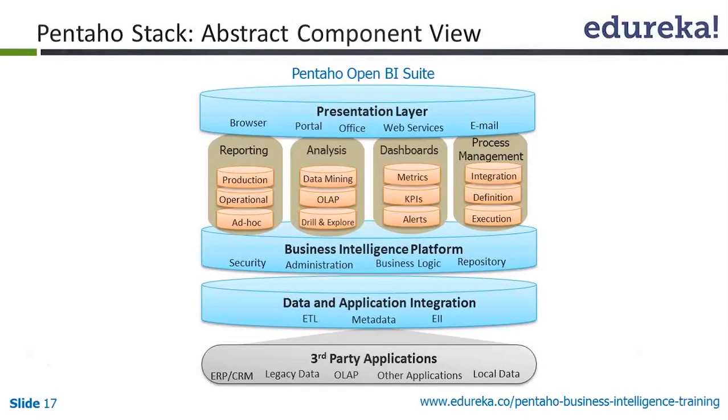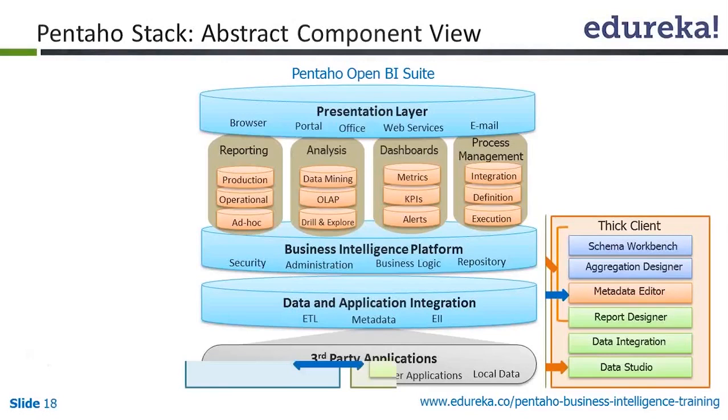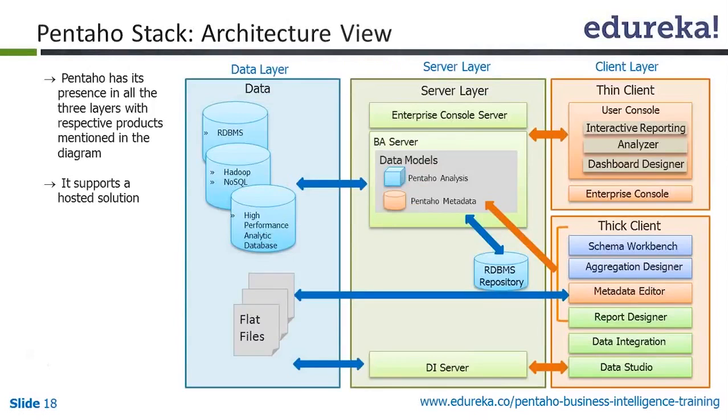Process management is the integration and execution of the process. The business intelligence platform is basically for security, administration, business logic, and repository, where you can handle it all. And for data and application integration, ETL is the main part, where you can have your data integration done. Of course, it can be built on any third-party application, like I said, ERP, CRM, legacy database, OLAP, other applications, and local data like your Excel and flat files. Anything you can actually build your solution on.